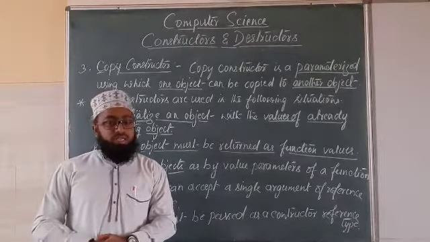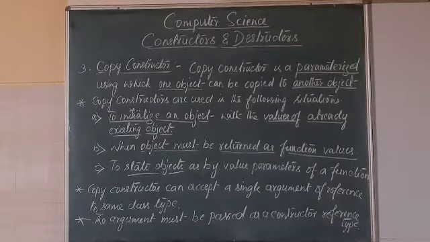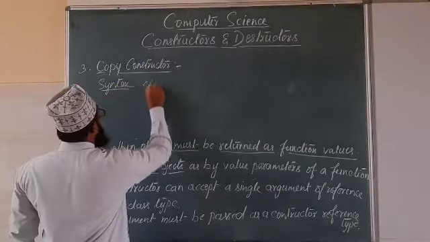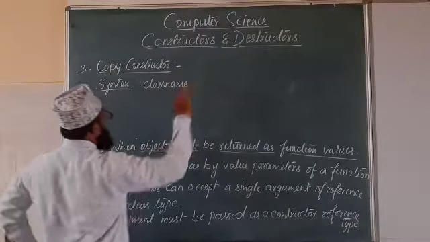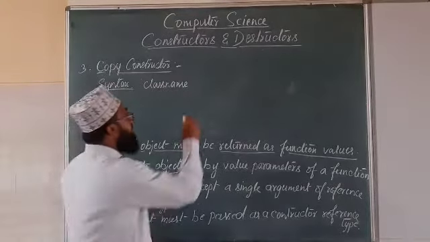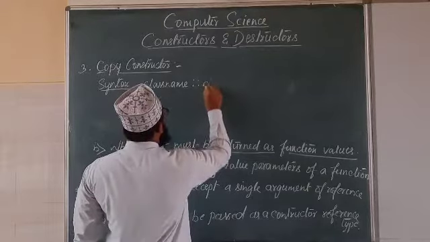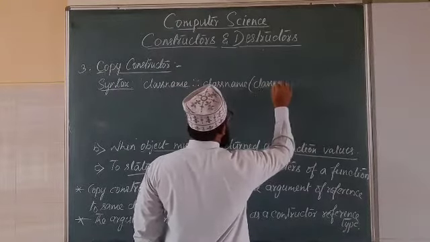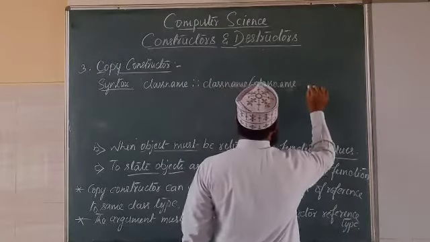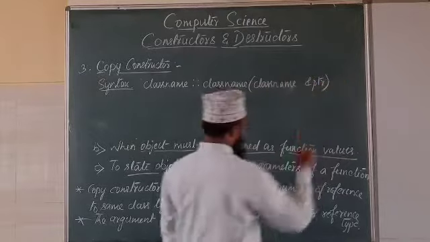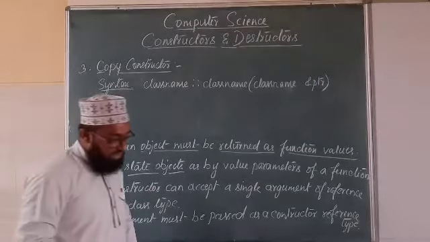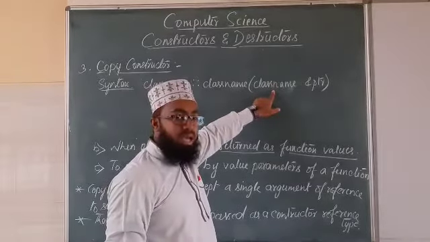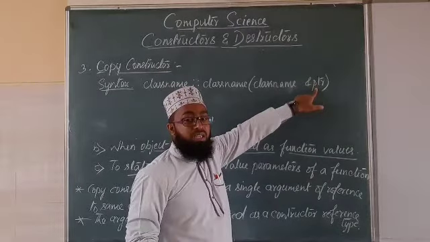Now I am going to give you the syntax and an example of the copy constructor. See, this is the syntax. First the class name should be given, then the scope resolution operator, then again the class name. Inside the parentheses, again the class name, a space, then an ampersand, then ptr. First class name, then scope resolution operator, again class name, then within the parentheses as argument the class name and ptr.